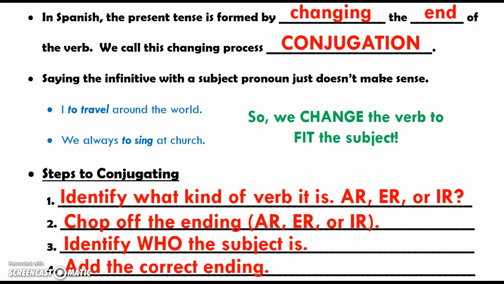Después, going to get rid of that ending, the AR, ER, or IR. Número 3. Then we decide who the subject is, who are we talking about, who's doing the action. Y finalmente, you add the correct ending. So every verb in Spanish, when it's conjugated, we add on a new ending to tell us who is doing the action and what tense the action is being done in.